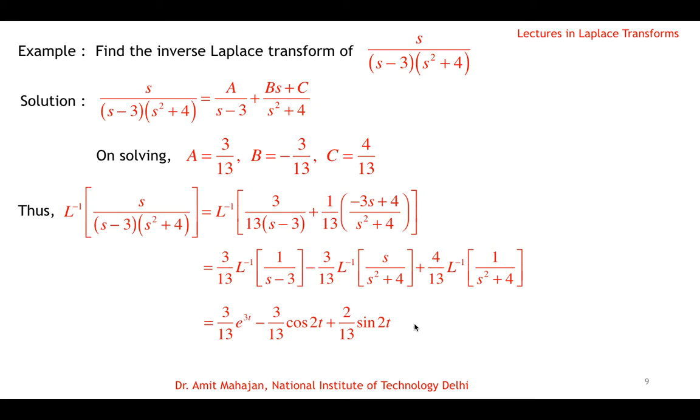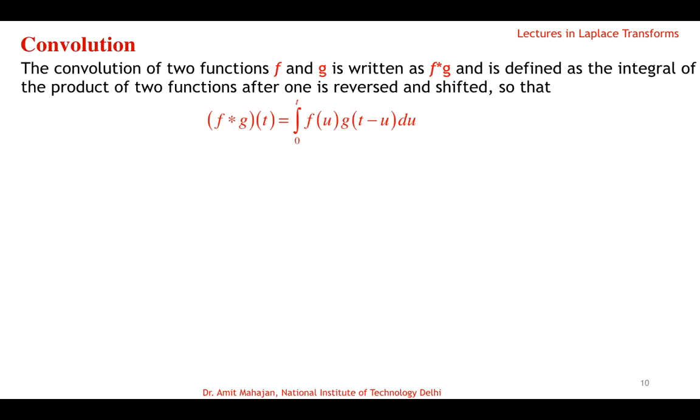Okay, so this is how we can calculate using the partial fraction method. The third is the use of convolution. Okay, so here is the definition. The convolution of two functions f and g is written as f * g, and is defined as the integral of the product of two functions after one is reversed and shifted, so that we can write this as an integral.